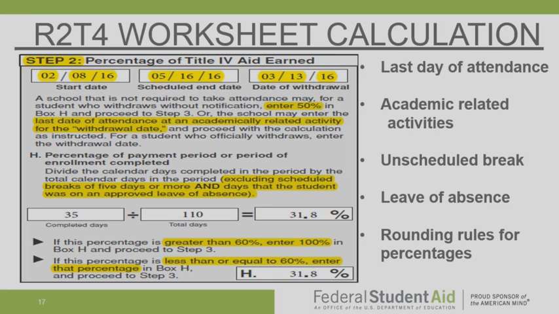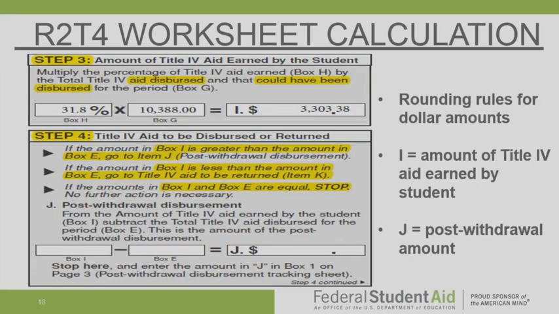So based on this calculation, the student earned 31.8%. Now, step 3, what is the equivalent of 31.8%? You multiply it by Box G, which is the total aid disbursed and could have been disbursed, equals $3,303.38. What does this mean? Based on the total disbursement, the student only earned $3,303.38, but you've disbursed $10,388. So based on your disbursement, the student earned less than what you've disbursed.